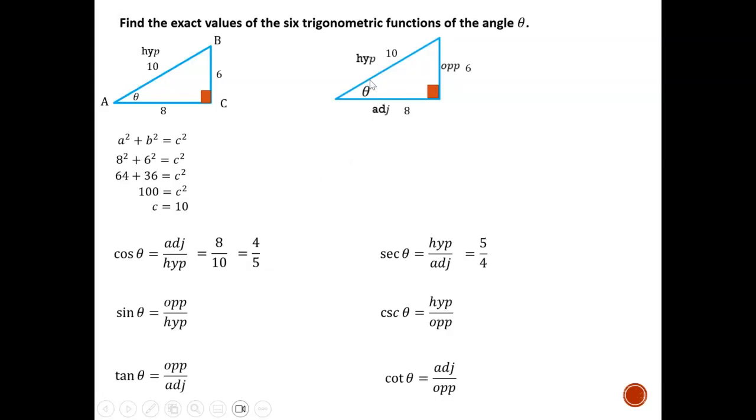The sine, right, is opposite, which would be 6, over hypotenuse, which would be 10. 6 over 10 simplifies to 3/5. So once we find the sine, we also find the cosecant. All we do is use the reciprocal, so it'll be 5 over 3. The tangent is opposite over adjacent, so it'll be 6 over 8. Simplified, that will give us 3/4. Now, the cotangent is the reciprocal of the tangent, which will be 4 over 3. These are my 6 trig functions.